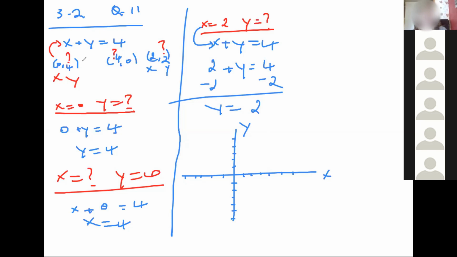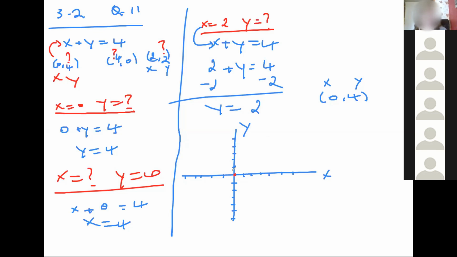So each one of these is a point. Let's start with the first one. 0, 4. Again, the first value is x, the second one is y. We're going to put this on the graph. First you start with the x, which you find on the x-axis, on this axis. Where do you find this point? In the middle.